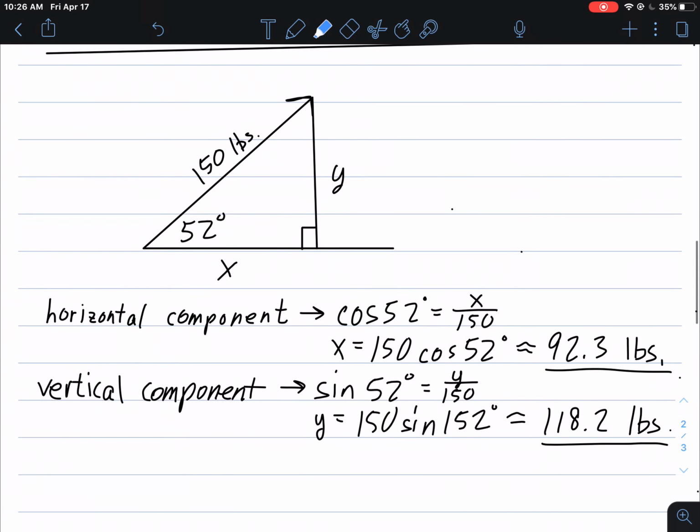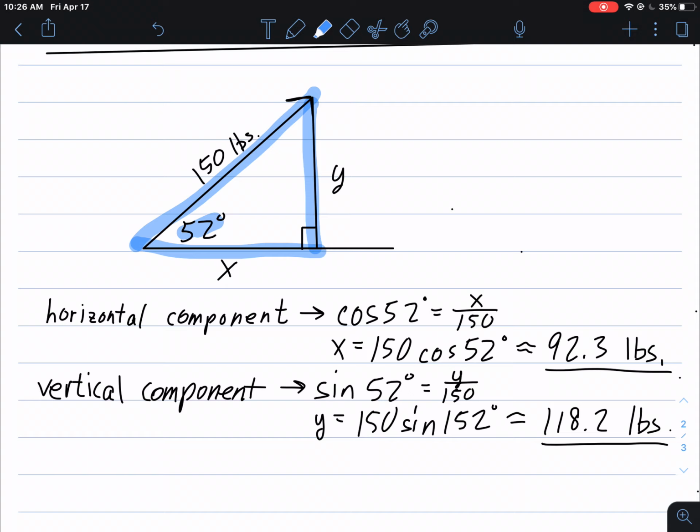So there's our vector with magnitude 150 pounds, which is inclined to the right and upwards 52 degrees from the horizontal. And to resolve the vector, to find its components, all we'll do is form our right triangle. We have our horizontal and vertical components. Horizontal component, call it x if you wish. Vertical component, call it y. But this is just basic right triangle trig.